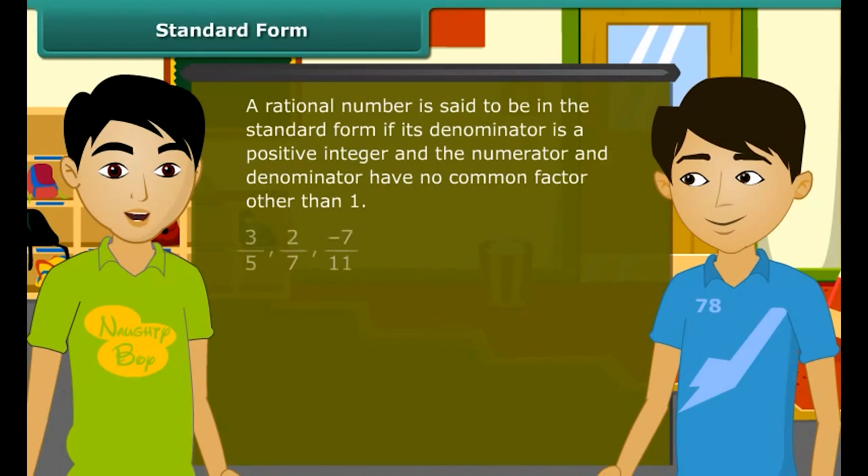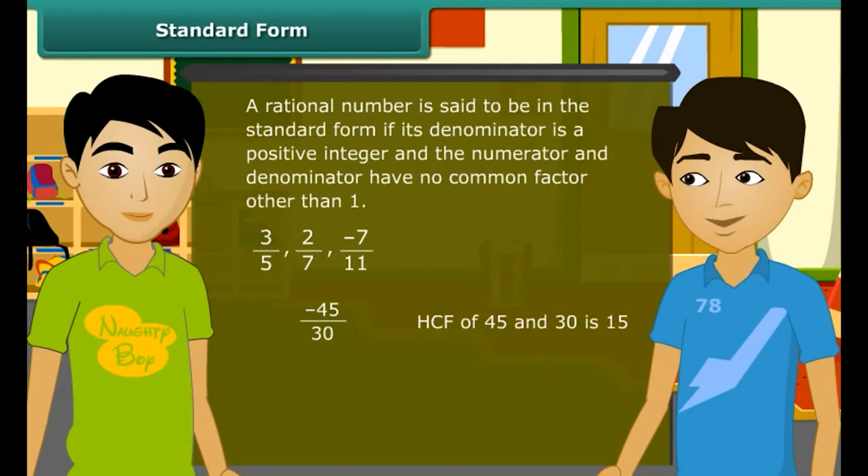And if the numbers are not in the standard form, then it is reduced to a standard form. For example, -45/30 is not in a standard form. We will reduce it by dividing its numerator and denominator by their HCF. Here the HCF of 45 and 30 is 15.